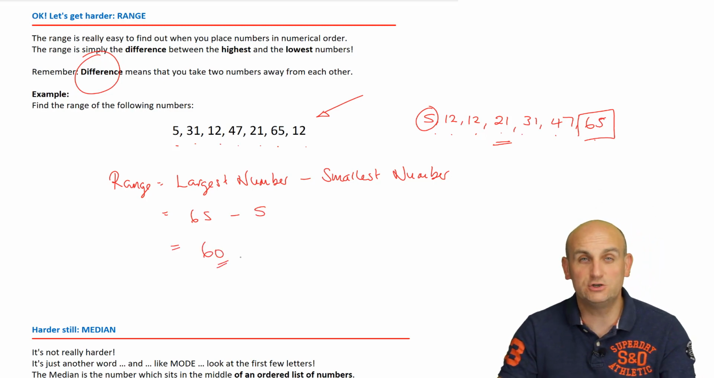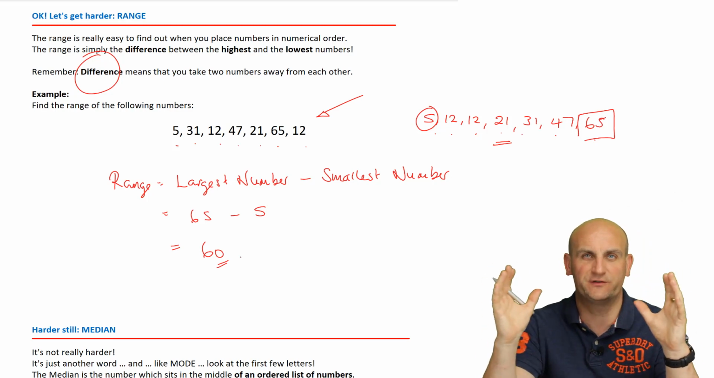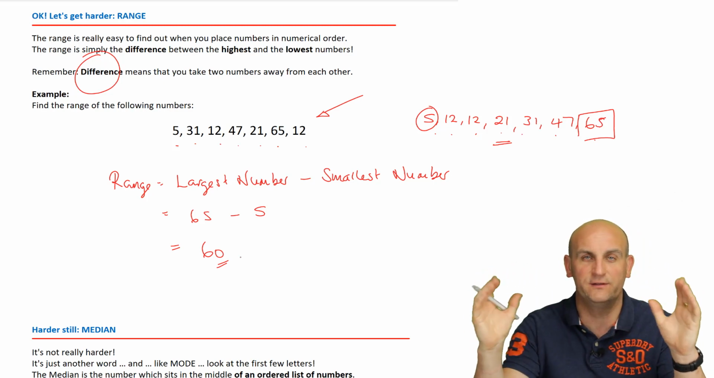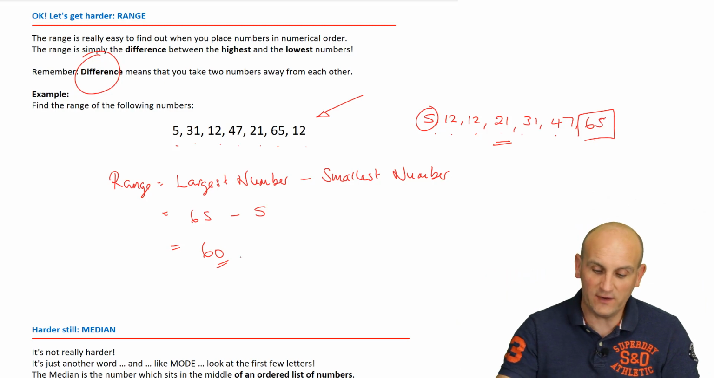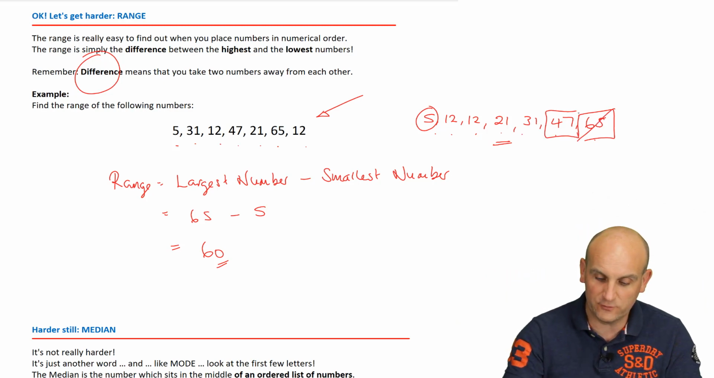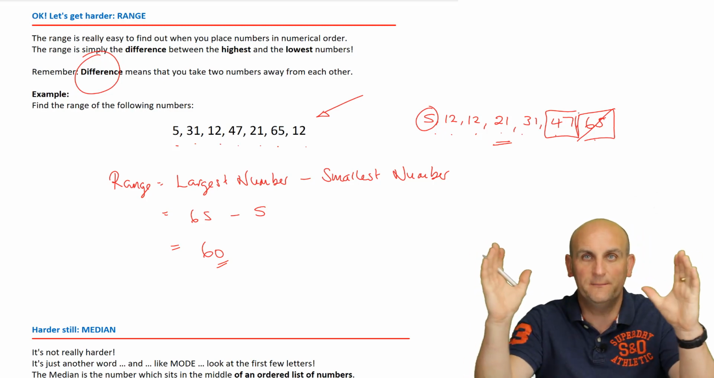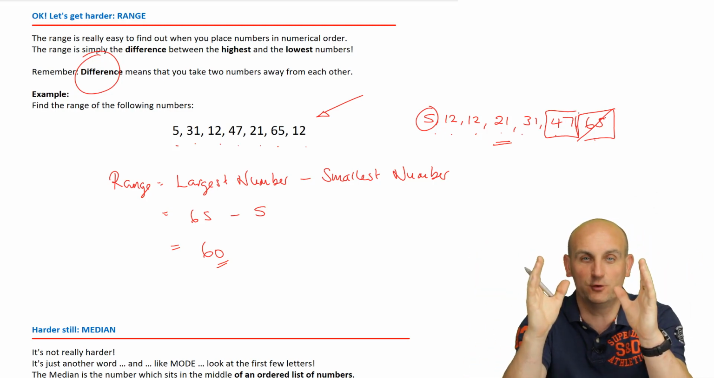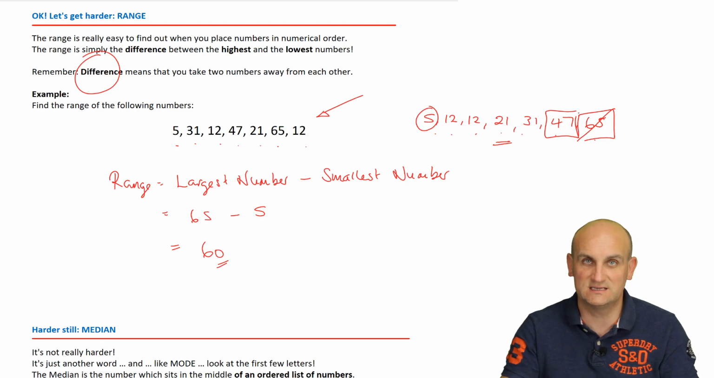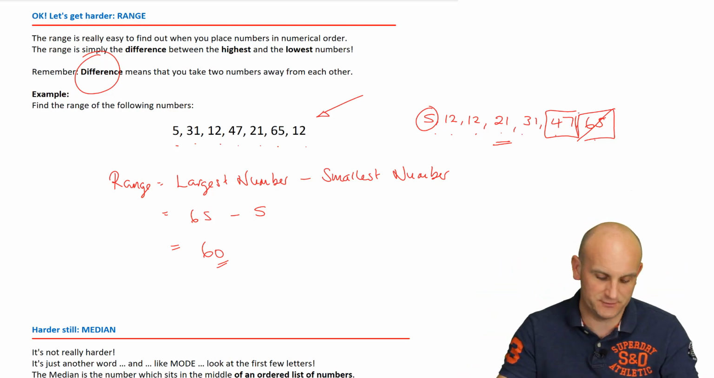Now what does the range show us? It's what we call a measure of spread. It's about how spread out the data is. Yes, if I didn't have this 65 and I looked at that 47, then I'd know that my range would be 42. The numbers are closer together because 42 is smaller than 60. So range is great. It tells us how spread out the data is.